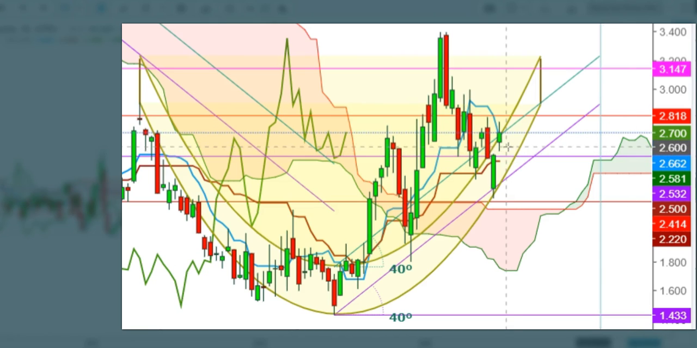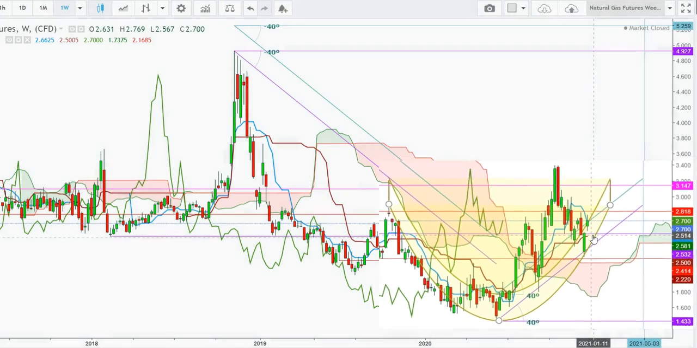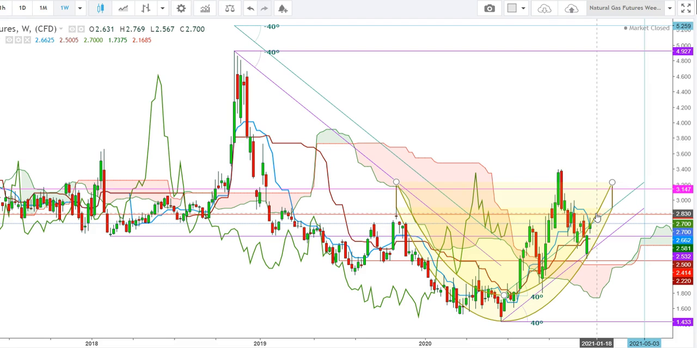Here I find that the immediate resistance for the natural gas futures will be at the levels of $2.817, and the immediate support for natural gas futures will be at the levels of $2.541. Here, price is likely to see a sharp reversal from these levels. Friends, here I find that the immediate resistance for the upcoming week will be at the levels of $2.818, and the immediate support will be at the levels of $2.532.